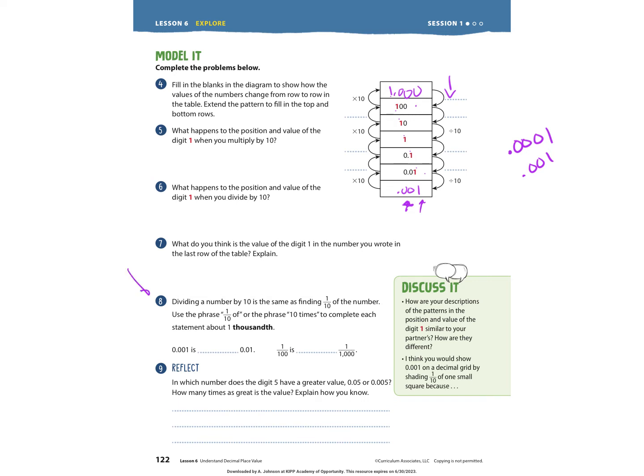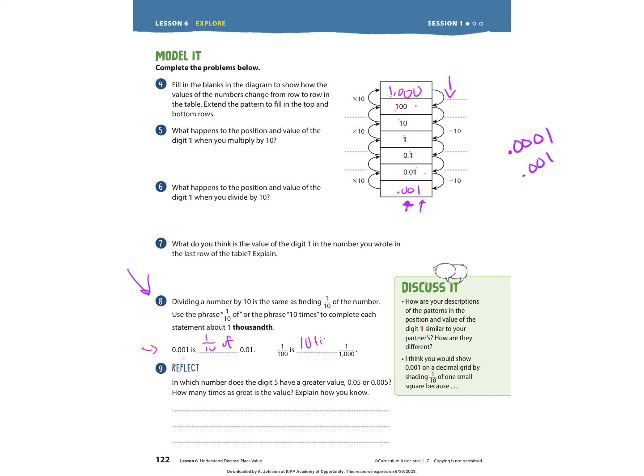And then number 8, this is a big idea also, understanding that dividing by 10 and finding 1/10 are the same thing. So to complete this, and this is why it's really important to say numbers correctly, because 1,000th is 1/10 of 100th. So we would write it 1/10 of, and then 100th is 10 times 1,000th.